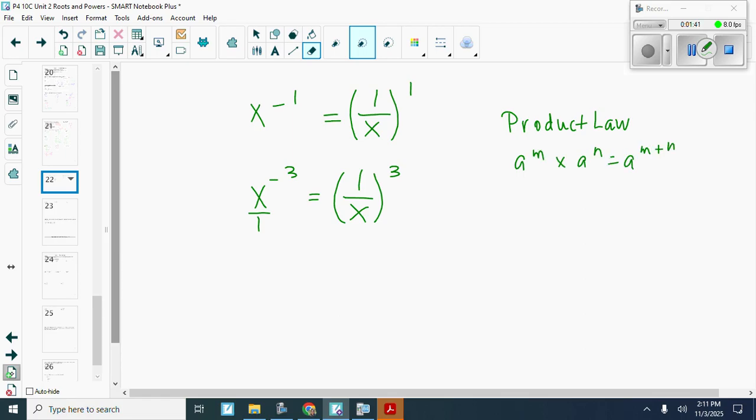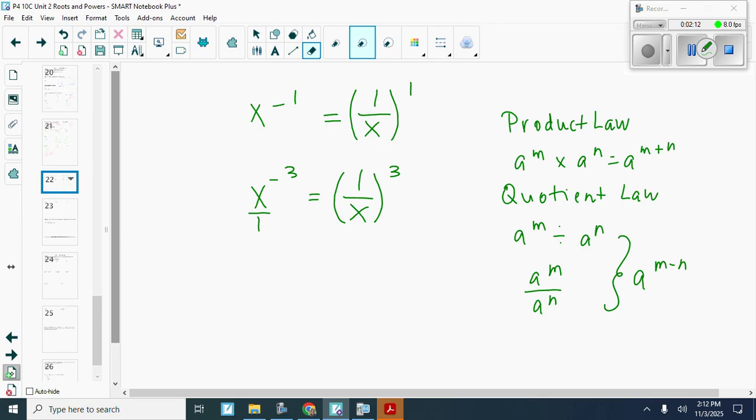That's the one that we just did here. When we're multiplying bases, we can add the exponents. So that was called the product law. Then we had the quotient law, and that said that when we're dividing, or you might see it like this, these are both the same, that we would subtract the exponents.